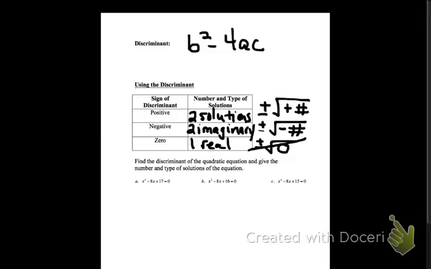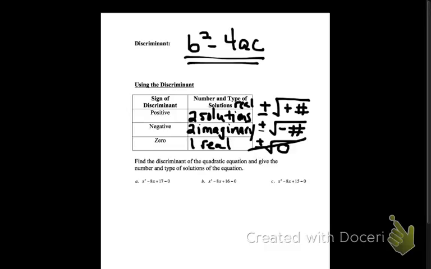So again, if the number underneath the radical, in other words, if the discriminant is positive, we get 2 real solutions. We need to make sure I put real in there, 2 real solutions. If the discriminant is negative, we will get 2 imaginary solutions, and if the discriminant is 0, we will have 1 real solution. Looking down here, I'd like you to check the discriminants for A, B, and C.